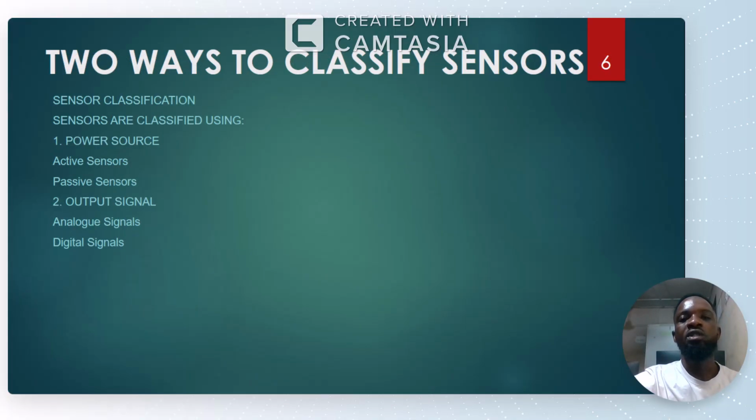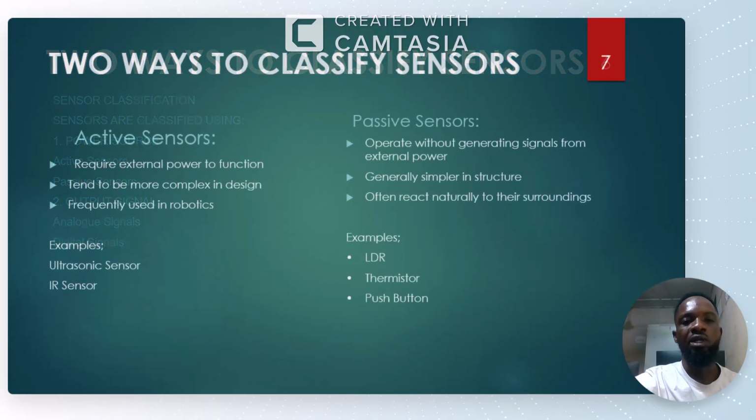Now, there are basically two ways to classify sensors. Is that okay? We can classify sensors by power source and by output signal. Under power source, we have what we call active sensors, and we also have passive sensors. Then under output signal, we have analog signals and digital signals. Don't worry, in our subsequent slides, we are going to show images of all this, so that you get a better understanding. Let's move to the next slide.